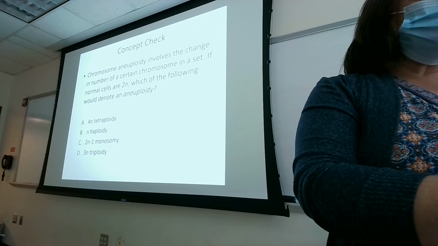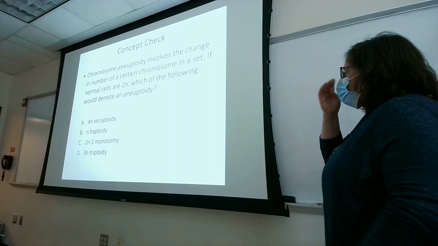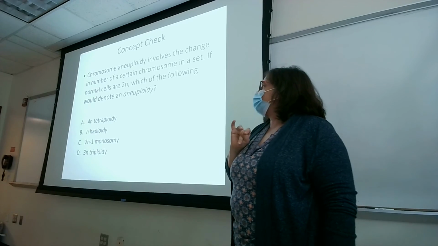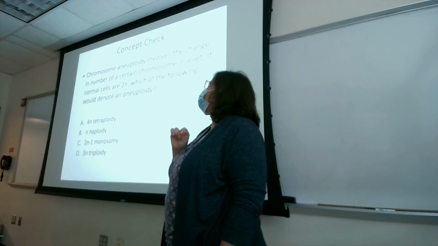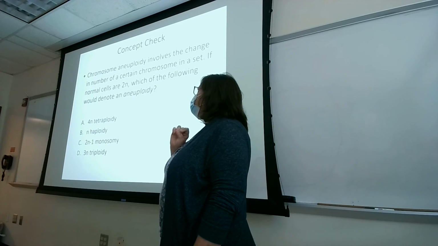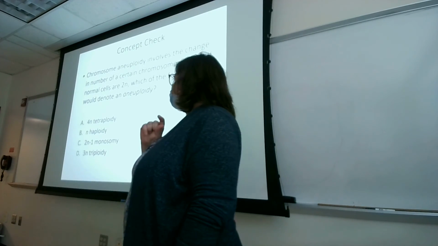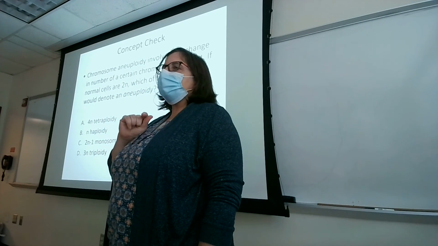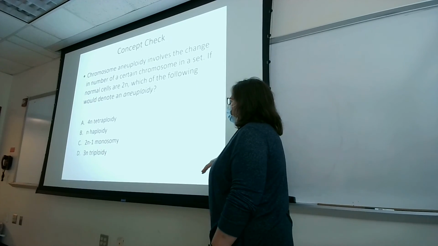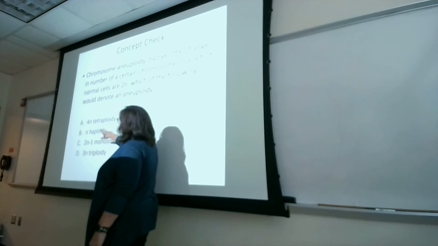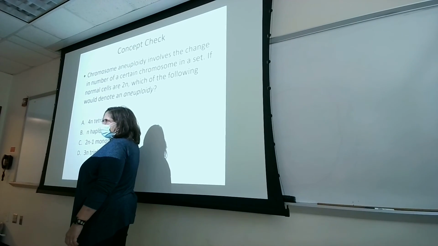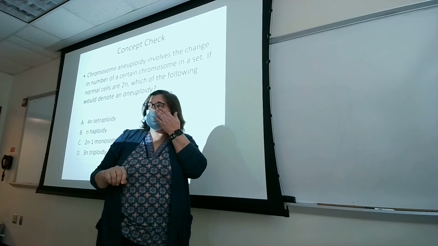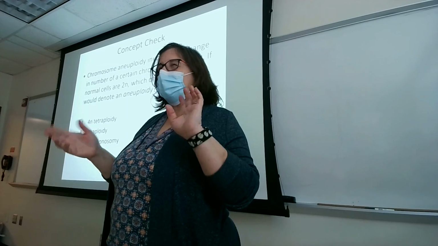All right. So chromosome aneuploidy involves a change in the number of a certain chromosome in a set. So if you're talking about a 2N diploid individual, which of the following would tell us that it is an aneuploidy? C. Good spot. That was quick. Right? Because aneuploidies have to do with not full sets. These are all full sets. So when you see ploid, that tells you it's a full set. When you see somy, that refers to a chromosome, that tells you that it's an aneuploidy. So that kind of helps you with the terms.